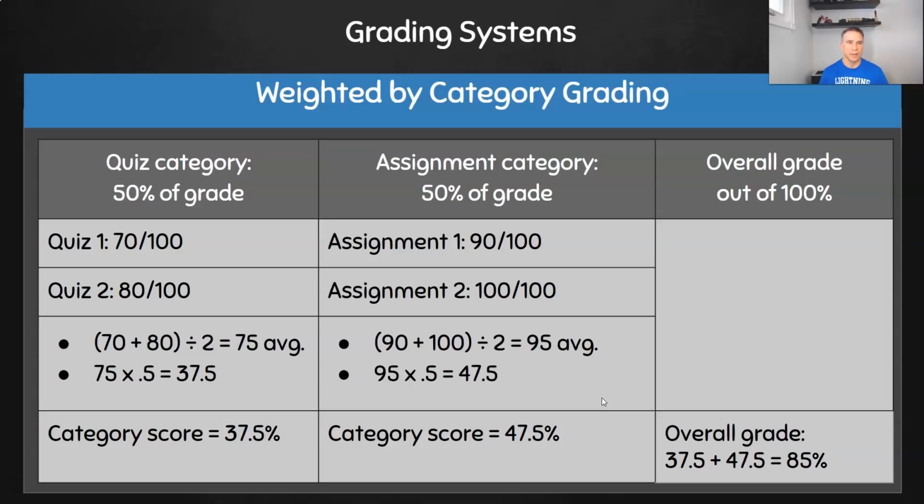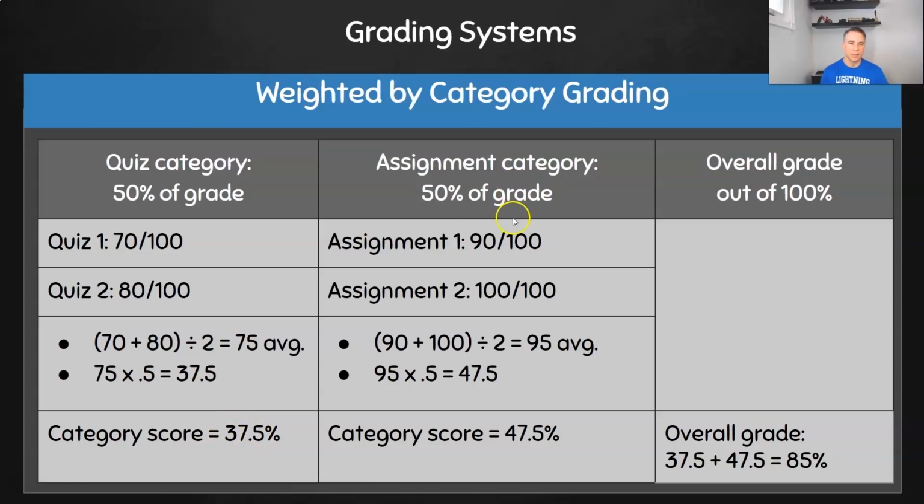So if we did that, I have my two categories set up here again. The quiz category is worth 50%, the assignment category is worth 50%. The students went through the quizzes and received a 70 out of 100 and 80 out of 100. So you take those two, divide by 2, and get the average. But since this is only worth 50% of the overall mark, you multiply by 0.5, so then you get your category score of 37.5% overall.